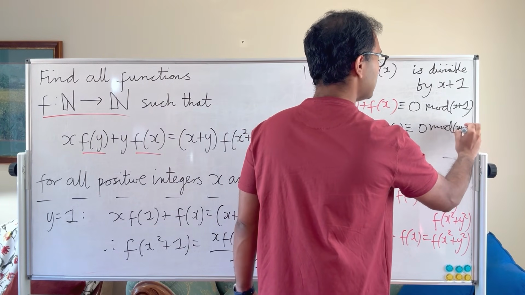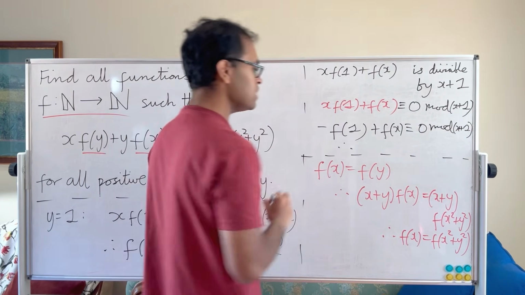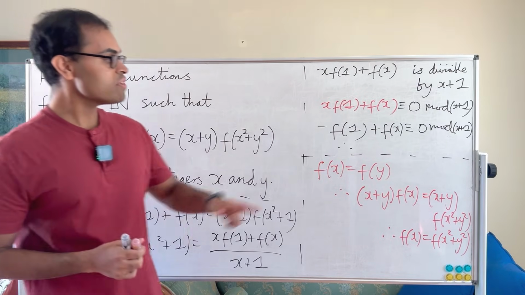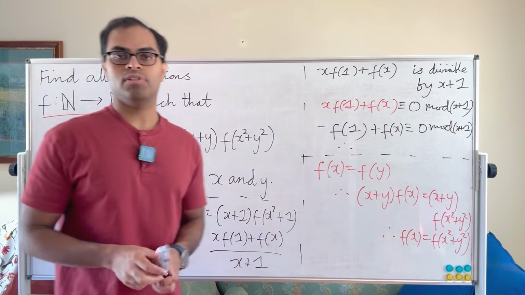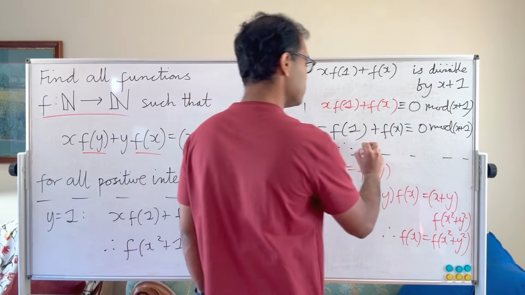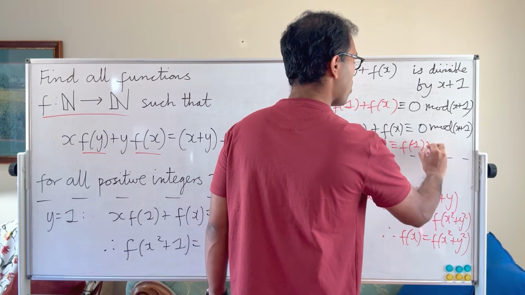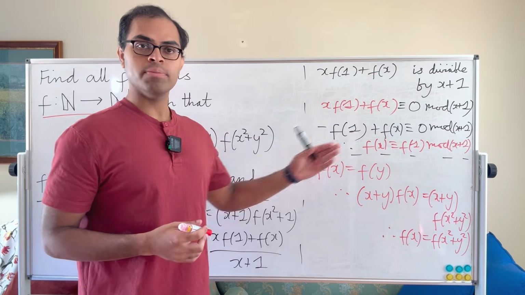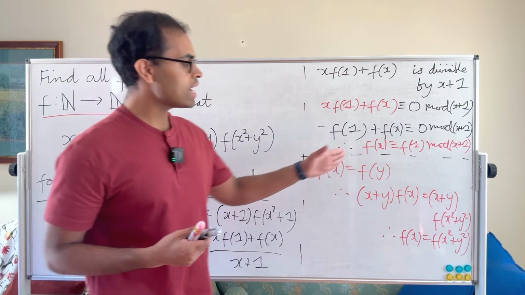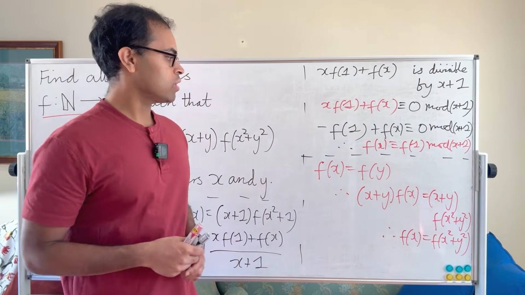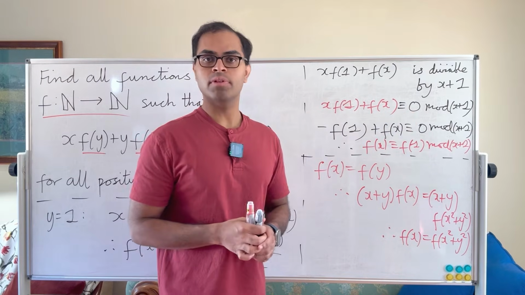That is very powerful, because another way of saying that is f of x minus f of 1 is divisible by x plus 1. So I'm just going to write that out in modular arithmetic. f of x is congruent to f of 1 mod x plus 1. Because their difference is divisible by x plus 1, we say they are congruent modulo x plus 1. So f of x minus f of 1 is divisible by x plus 1.